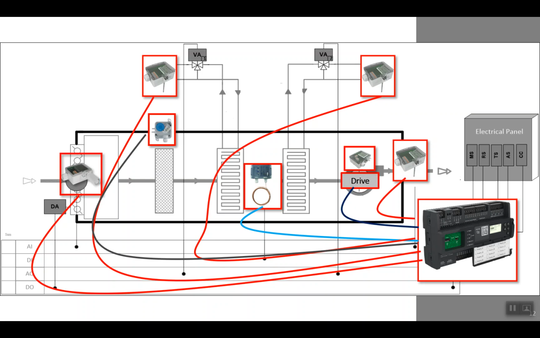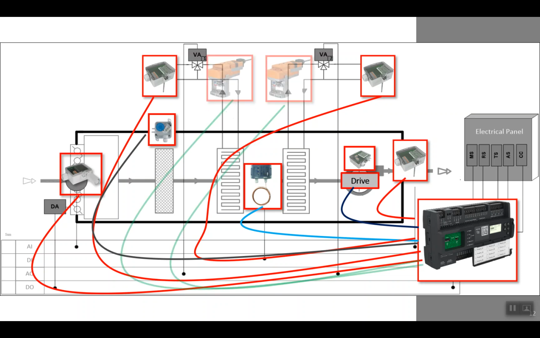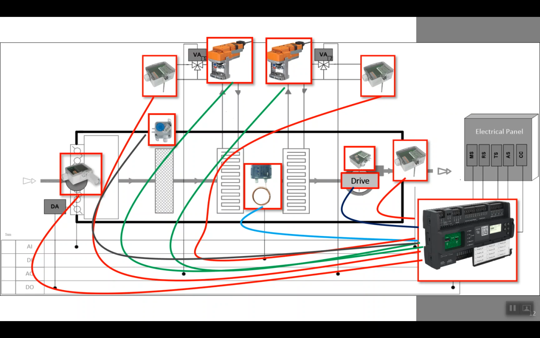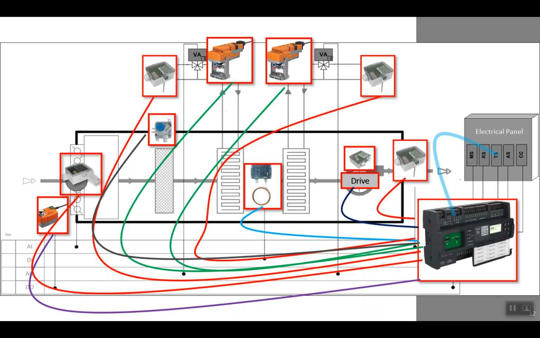We have the differential pressure transmitter to monitor the fan. We have two valve drives to control the coils valve. We have the damper actuator to let in the fresh air or not, or gradually control it. And also we have to control and monitor the electrical panel. All of them are connected to the BMS hardware. You can see in the picture.